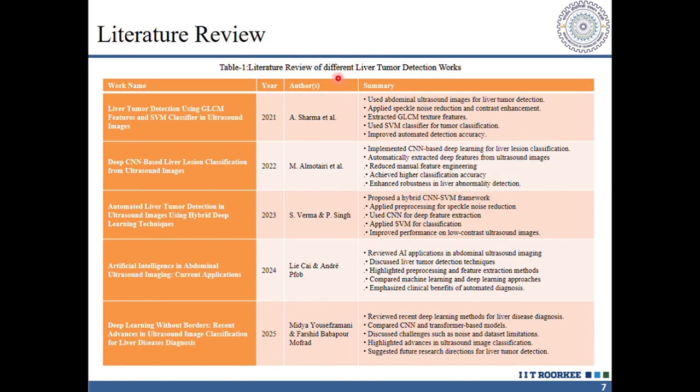These are the literature reviews. In this literature review, we studied different research papers related to liver tumor detection. The previous studies used methods such as GLCM features and an SVM classifier on ultrasound images, then CNN-based deep learning and hybrid SVM approaches. Recent research shows that deep learning models provide better accuracy and robustness in ultrasound image classification.